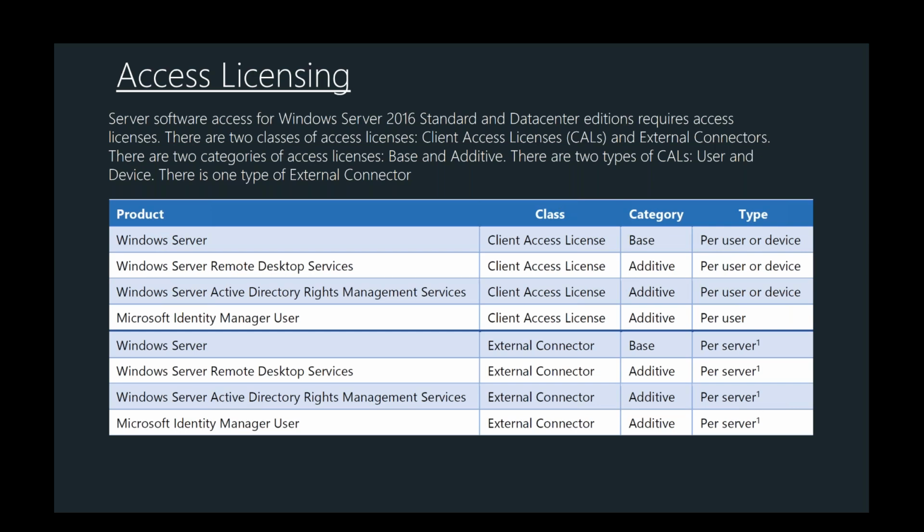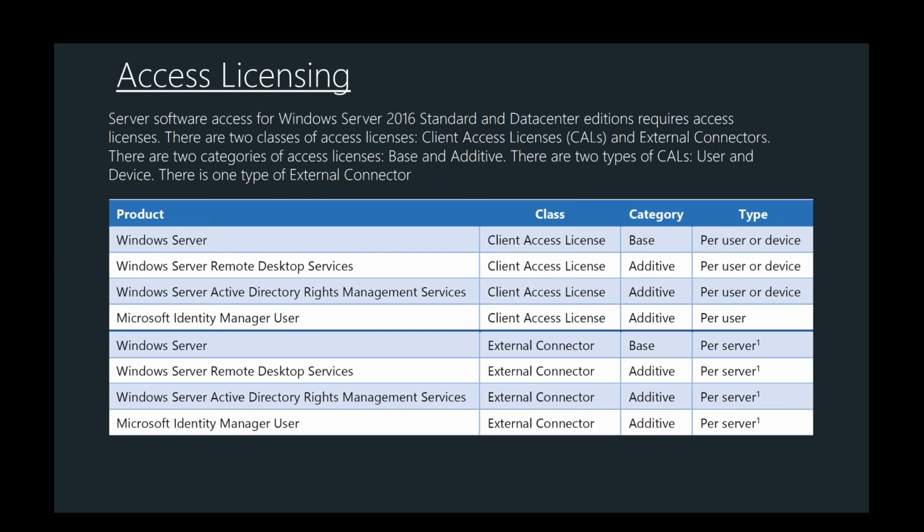When it comes to the external connector, if you do not know who your users are and you want to permit access to your clients, to your partners, to the greater public, then they still need to be authenticated by that Windows Server external connector license, and then you don't need to worry about the CALs because you don't know who those individual users or devices accessing that server are.